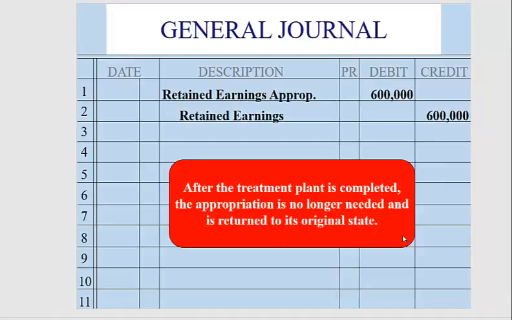After the treatment plant is completed, the appropriation is no longer needed and it's just simply returned to its original state. So we remove the $600,000 from retained earnings appropriated with the debit of $600,000, and then we move the $600,000 with the credit back into the regular unappropriated retained earnings account.